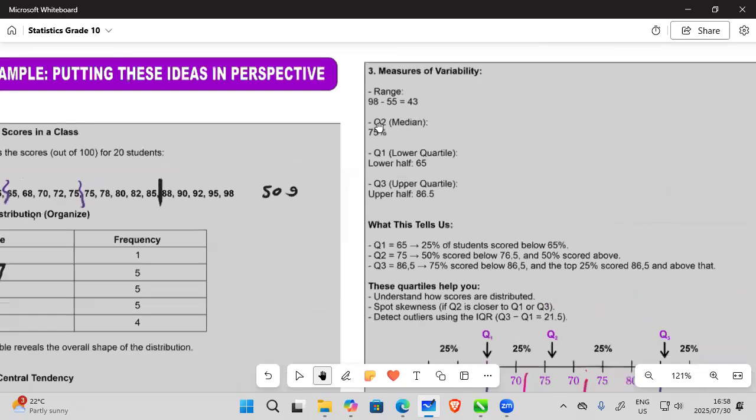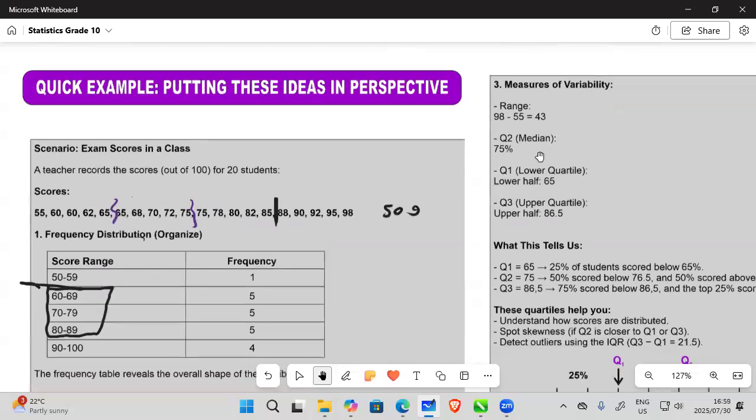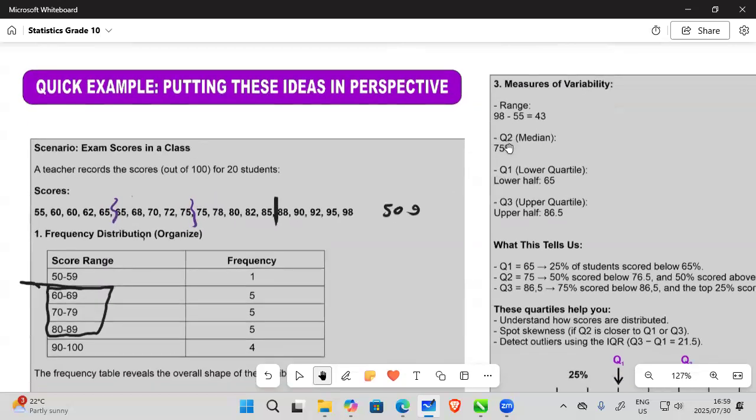Then we move on to something called range. Range is basically your highest value minus your lowest value, and you get an answer, which is 43. And then we move over to something called quartiles. So let me just give you the values for this. Quartile 2 is 75%. It's the same as the median.